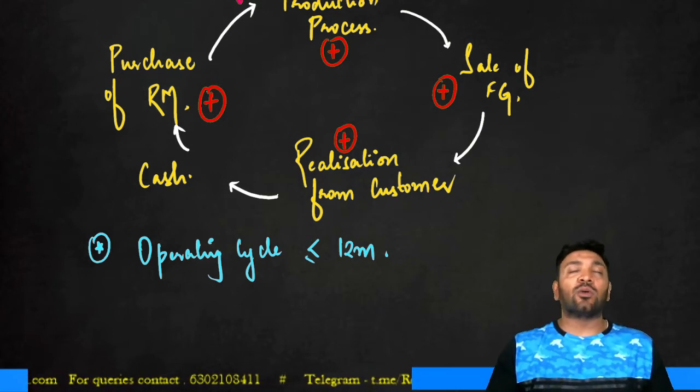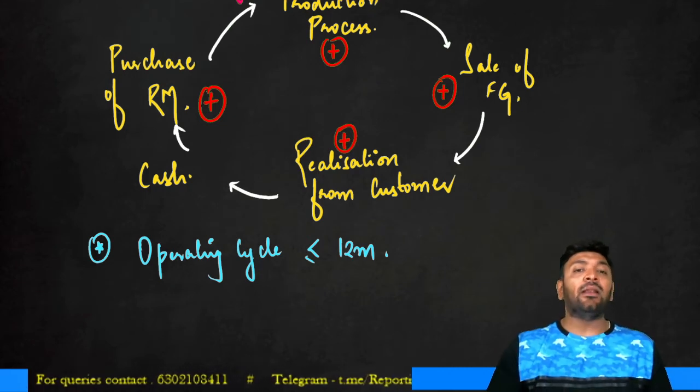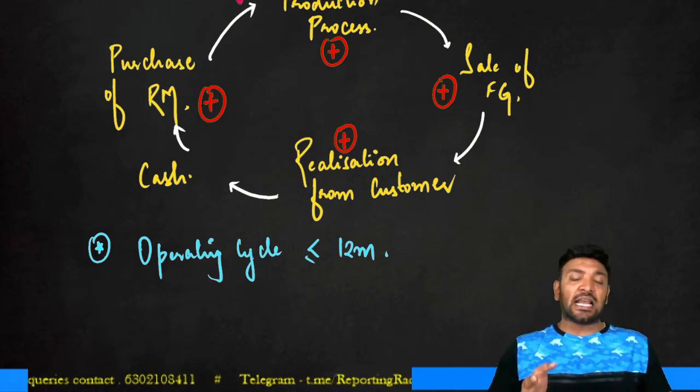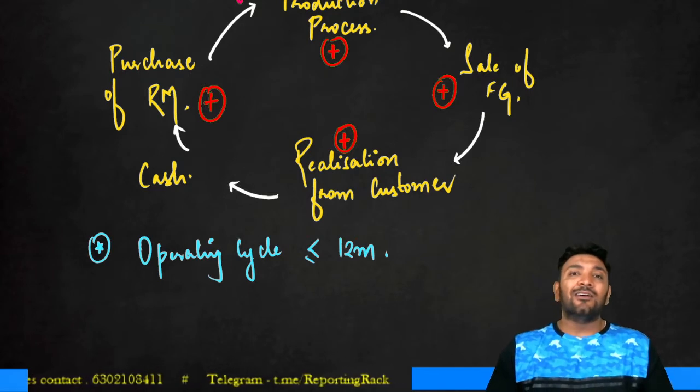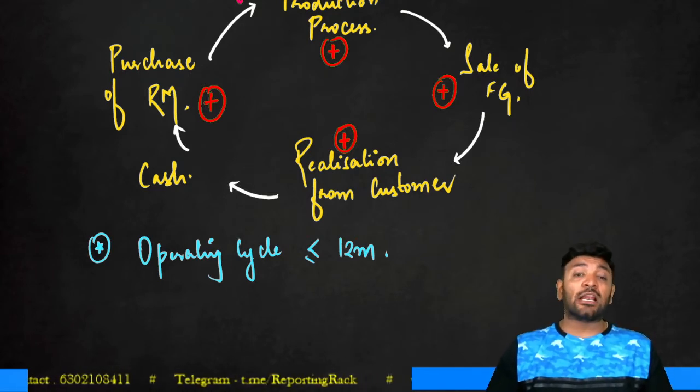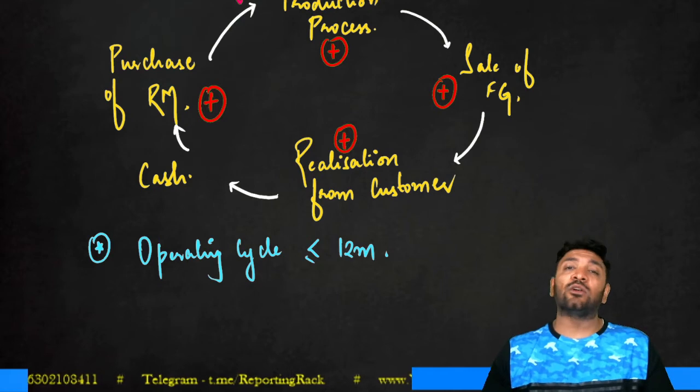Can it have more than 12 months? Yes, sometimes it does happen. But if I cannot identify the operating cycle, blindly I'll go with 12 months. But sometimes there are enterprises where the operating cycles happen to be more than 12 months.